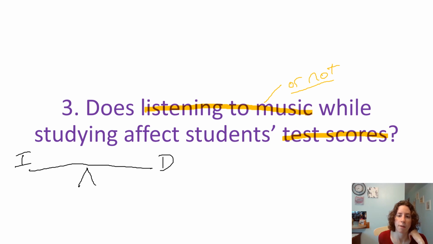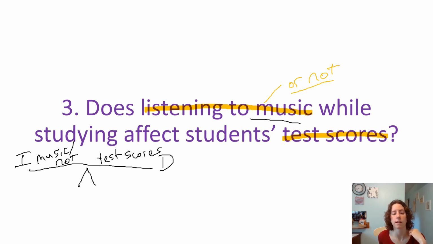Independent variable, what am I changing? I am changing whether or not music is playing. I'm not changing the students' test scores. That's up to them. So the test scores depend on whether they listen to music or not, maybe. If this doesn't end up being a relationship, it's still a dependent variable.